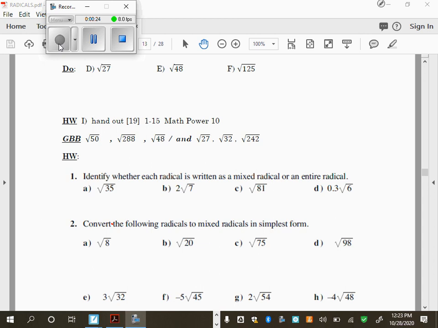Okay? We're going to build on that a little bit today. We're going to have numbers out in front, and it's no problem. It's one little extra step at the end. So radical 27, we saw that yesterday, is radical 9 times radical 3.